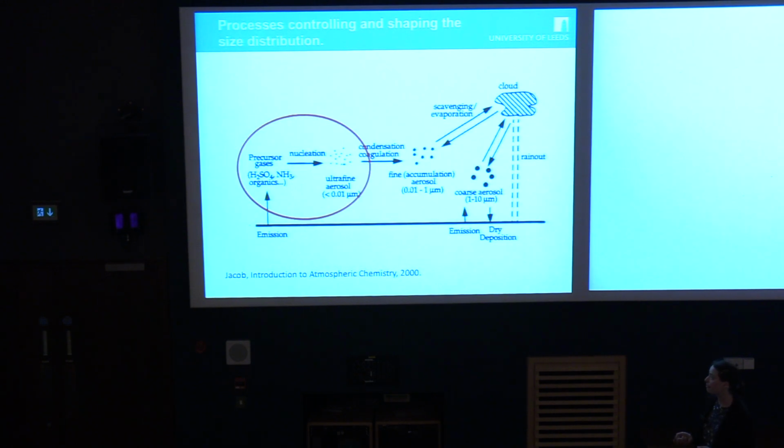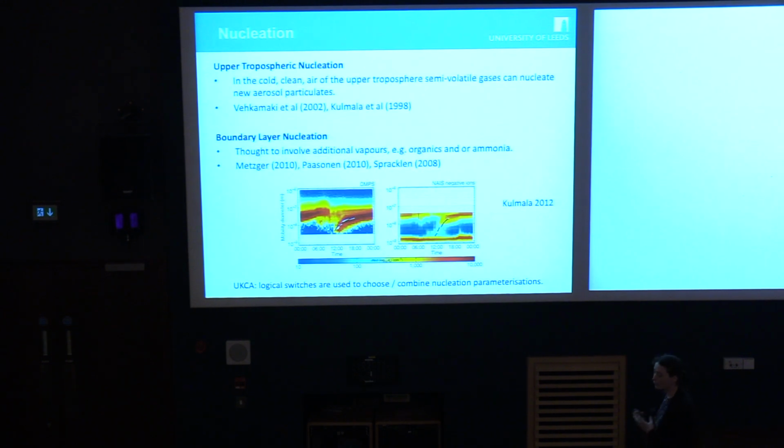So nucleation is the process of new particle formation in the atmosphere. Semi-volatile vapours can cluster together to form tiny particles. This is a really important source of particle formation. It's been estimated that 45% of the particles large enough to interact with clouds are actually formed in the atmosphere from nucleation. They're not emitted into the atmosphere, they're formed within the atmosphere. So this is a process that we really need to include in the model.